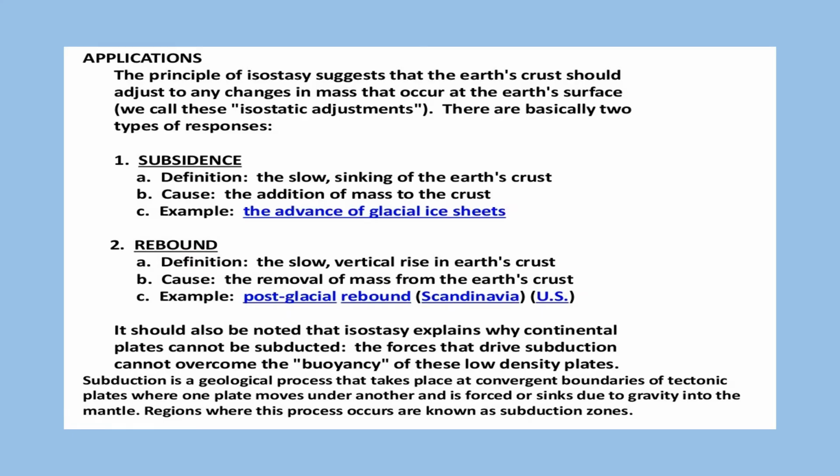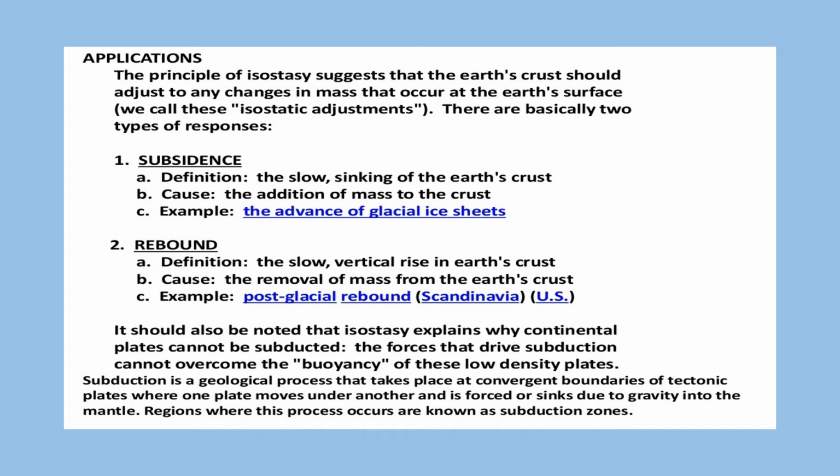Now we focus on the applications of isostasy. How isostasy is applied. The principle of isostasy suggests that the Earth's crust should adjust to any changes in mass that occur at the Earth's surface. We call these isostatic adjustments. There are basically two types of responses, the subsidence response and the rebound response.